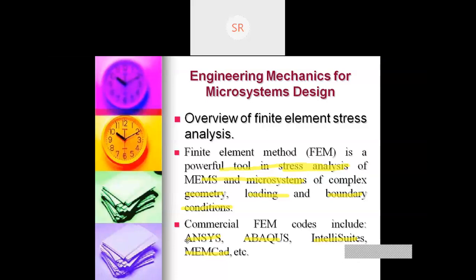Mechanical engineers will be using the ANSYS tool to calculate the stress, the strain, the thermal analysis, then the fluid dynamics. So all that they will be doing with the help of ANSYS.